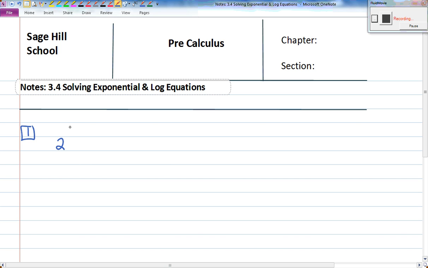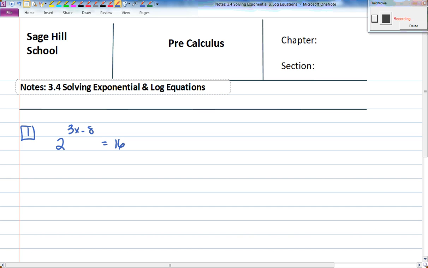So if I have 2 to the 3x minus 8 is equal to 16. All right. First of all, this represents an exponential equation. Why is it an exponential equation? Yeah, because the variable is up in the exponent, right? That's exactly where it is.